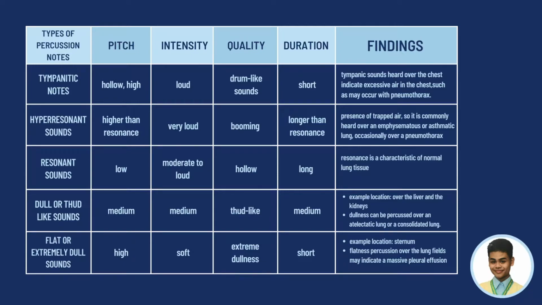Lastly, we have flat or extremely dull sounds. Its pitch is high, intensity is soft, quality is extreme dullness, duration is short. Findings and example location is the sternum. Flatness percussed over the lung fields indicates a massive pleural effusion.